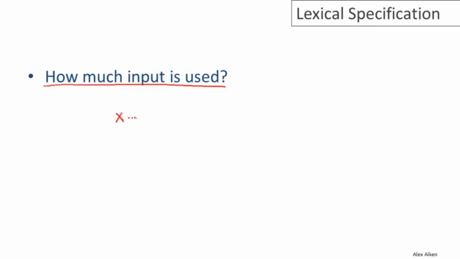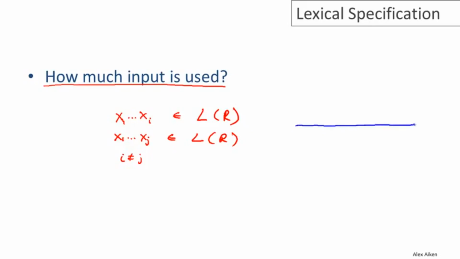So let's consider the following situation. Let's say that x1 through xi is in the language of our lexical specification. And let's say there's a different prefix that's also in the language of our lexical specification. And of course here i is not equal to j. Now what does that look like? Well, it would look like the following kind of situation. We would have our input string, and we have two different prefixes of the input that are both valid token classes. And the question is, which one of these do we want?